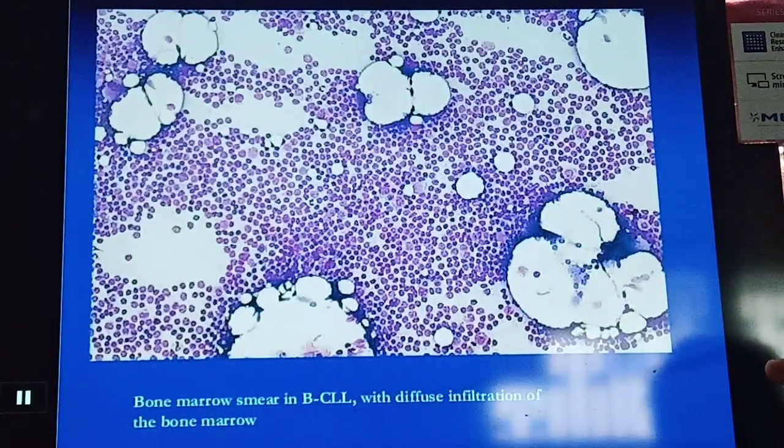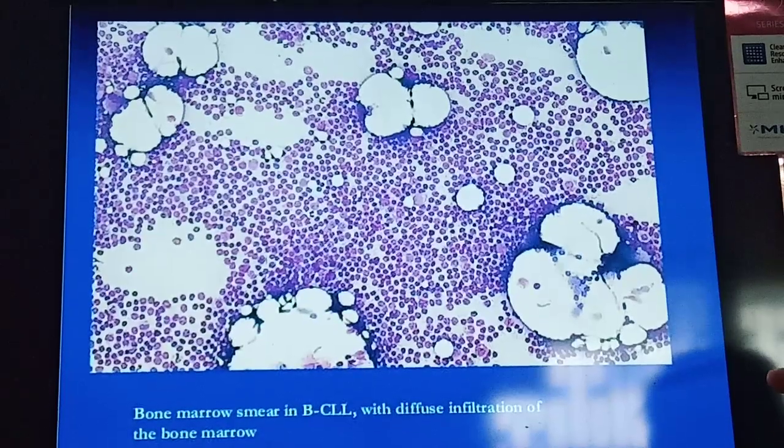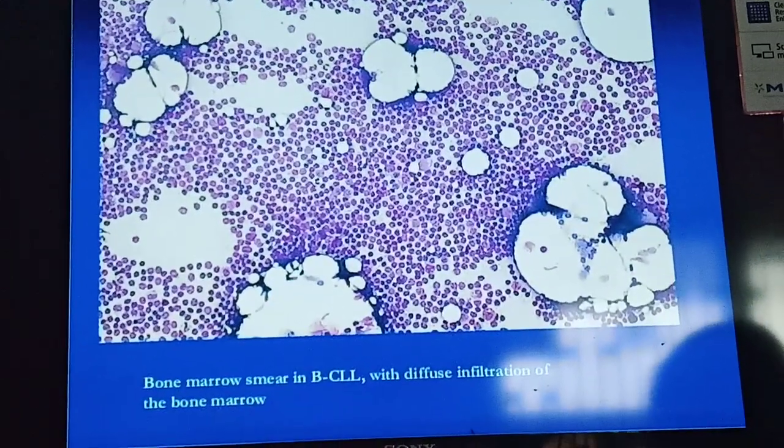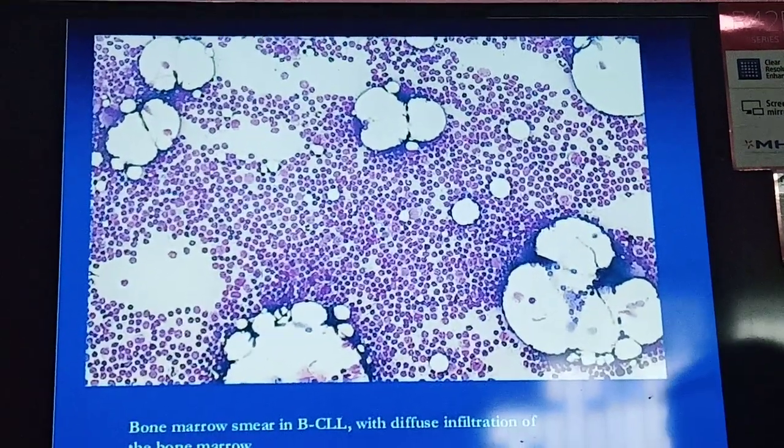So this is the bone marrow smear in chronic lymphocytic leukemia. It shows diffuse infiltration of the bone marrow with lymphoid cells. So this is all about the chronic leukemias.